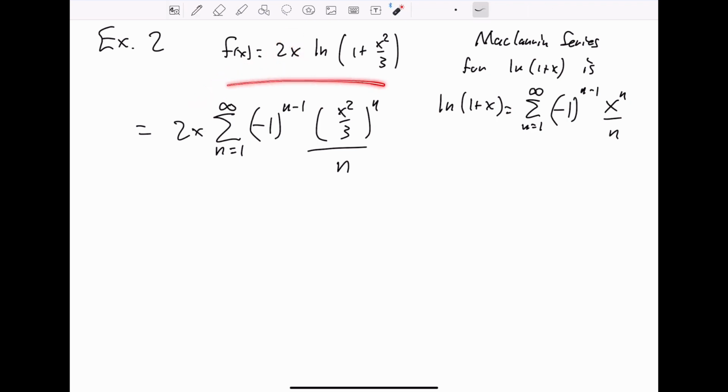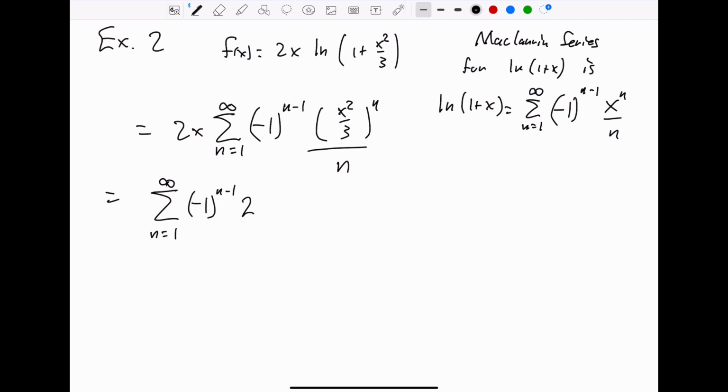I could leave the answer just like this, but I want to simplify a little bit more. I'm going to distribute the 2x into this summation, just like we did in the previous example. So we'll have the sum, n goes from 1 to infinity, of negative 1 to the n minus 1, times 2x. I'm just going to bring this 2x in right there. And then I want to expand out this x squared over 3 to the n. Using rules of exponents, this is equal to x to the 2n divided by 3 to the n. And I'm just going to put that right in the denominator. So I already have n in the denominator, and I'm going to put 3 to the n.